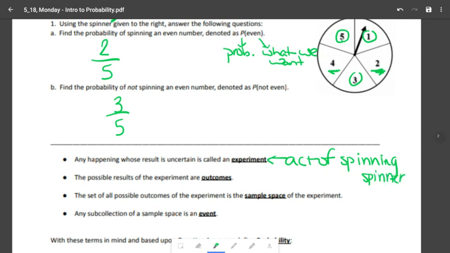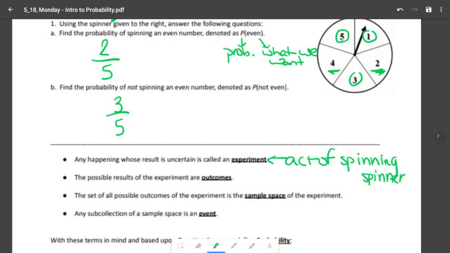The next definition says the possible results of the experiment are outcomes. So for example here, one possible result would be to spin a 3. So that 3 is considered an outcome.